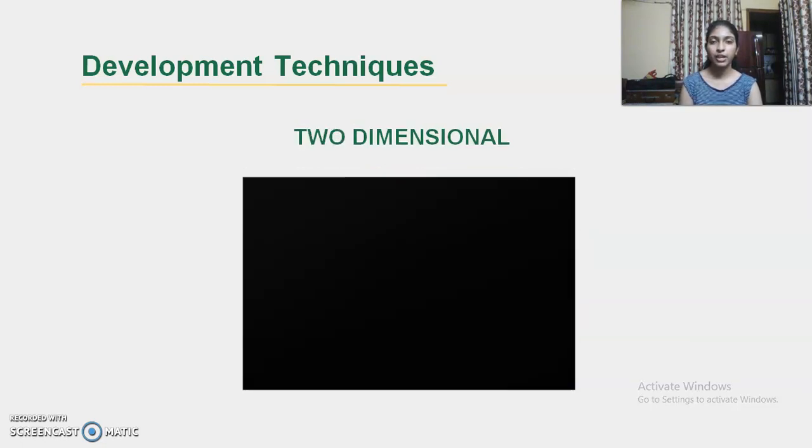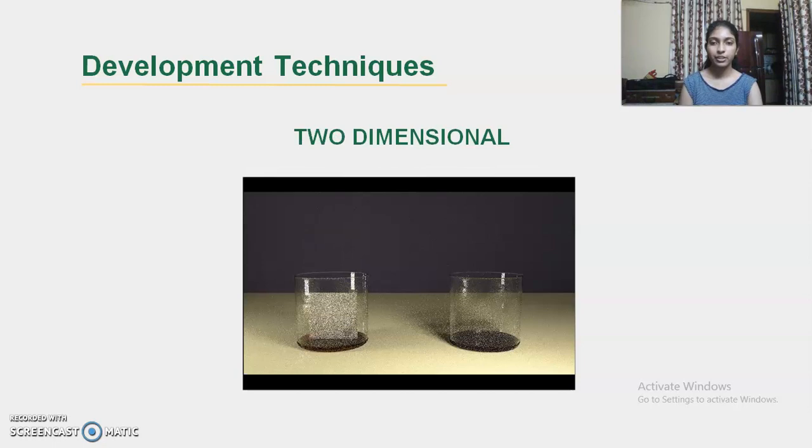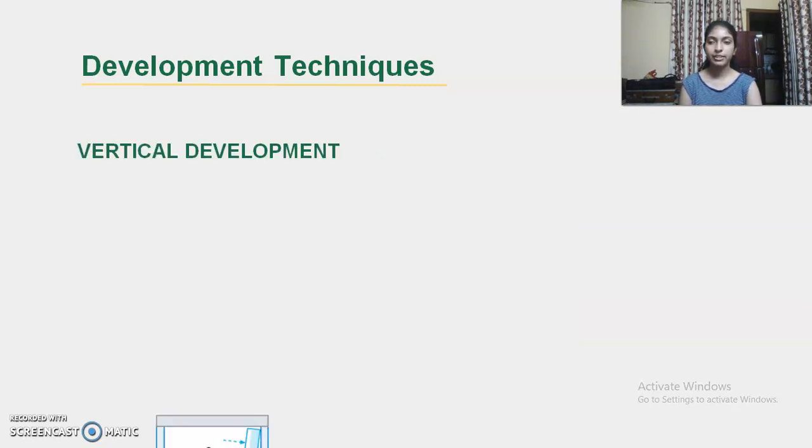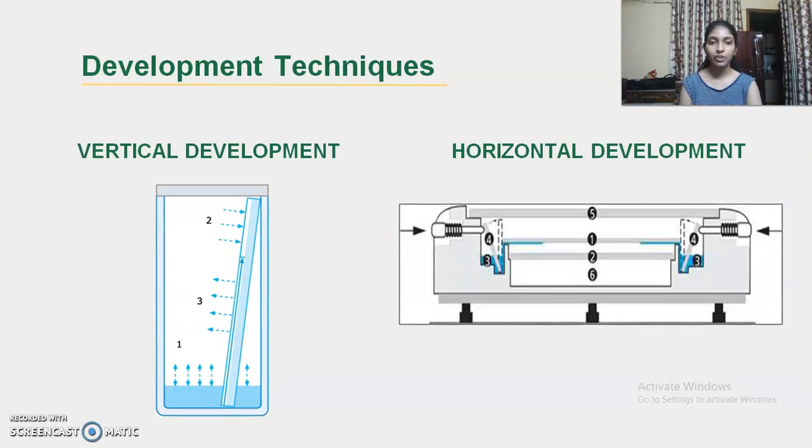Next is the two-dimensional development technique. Here, we first develop it into one dimension and then again use it as a base for development in the second direction. So this is why it is called the two-dimensional development technique. Beyond this, there are other development techniques like vertical development and horizontal development.